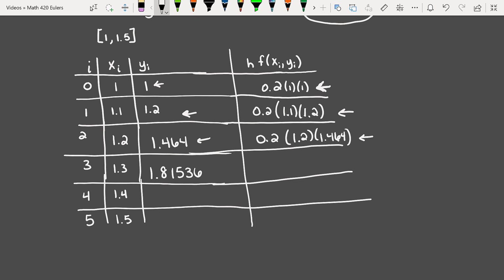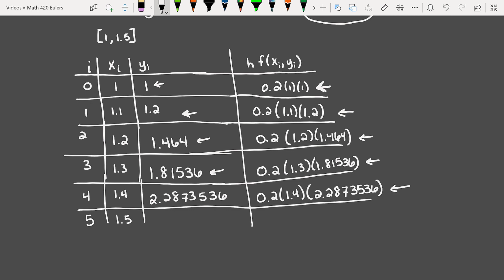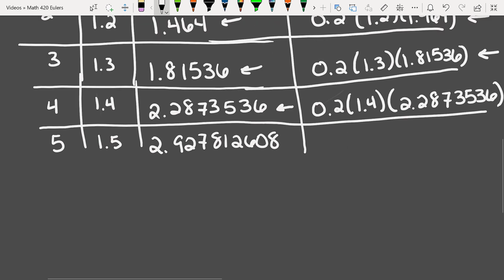1.81536. Again, h times f of x sub 3, y sub 3 is going to be 0.1 times 2 times 1.3 times 1.81536. And you can see how exhausting this will get, but we're almost done anyway. Take that product and add it to that. And you get this value right here, which might be rounded. I have no clue. I don't think it is, actually. I think we're still within the floating point accuracy of my calculator, so I think it's still pretty okay. And again, h times 2 times x times y, taking that product, adding it to that item, we'll get our y sub 5, which is our y value estimation at 1.5, which looks to be approximately that value right there.